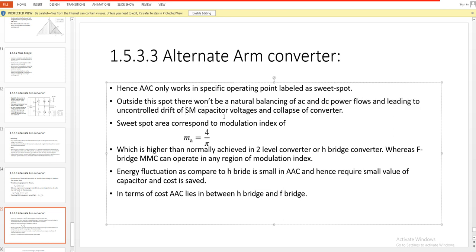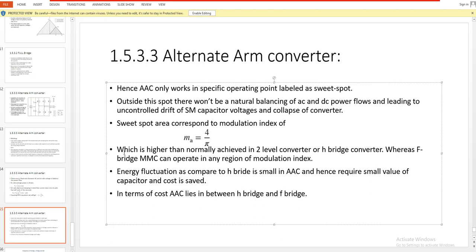and it will certainly lead to the uncontrolled drift of submodule capacitor voltages, and our converter may collapse. And the modulation index corresponding to the sweet spot area is 4 by pi, so this is the advantage.